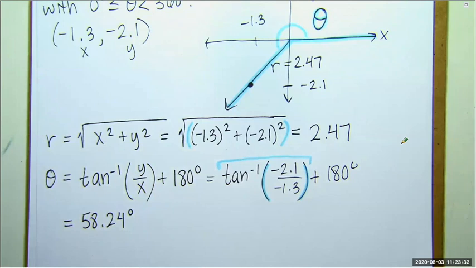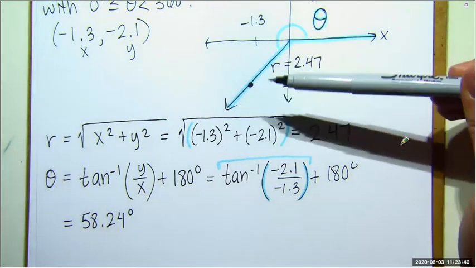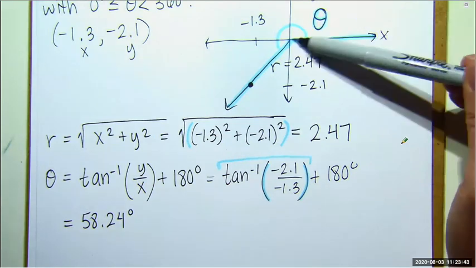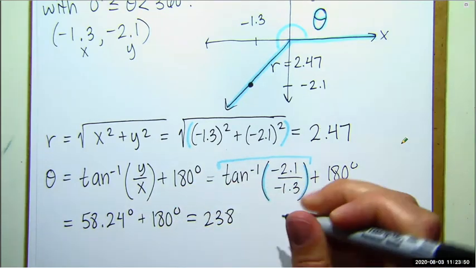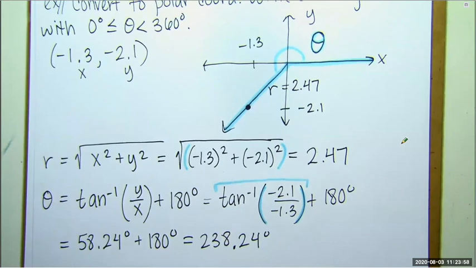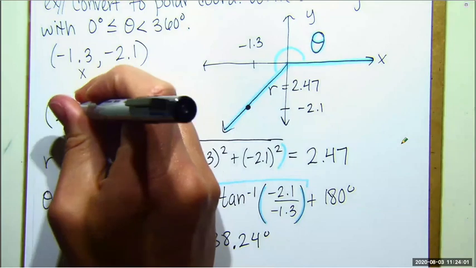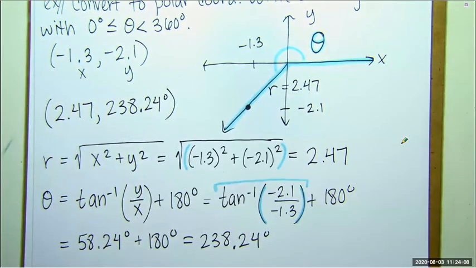Okay, so when you're doing these problems, look at where 58 degrees is. 58 degrees here is in the first quadrant. Our point is not in the first quadrant. So when you're doing these, visually check your answer. And when you see 58's over here, that should remind you, okay, I need to do one more thing. I need to add 180. So my actual angle is 238.24 degrees. Okay, so our answer, r comma theta, is 2.47 comma 238.24 degrees. Any questions on this?